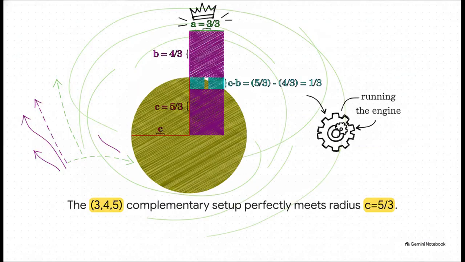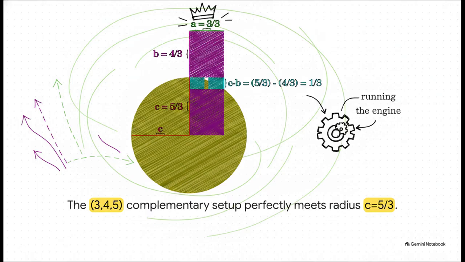But what if we completely flip the proportions? Let's check out the complementary 3-4-5 configuration. This time, our base A is 3 over 3, keeping it anchored to 1. The rise b is now a taller 4 over 3. The radius c is 5 over 3. Let's run our geometric engine again.